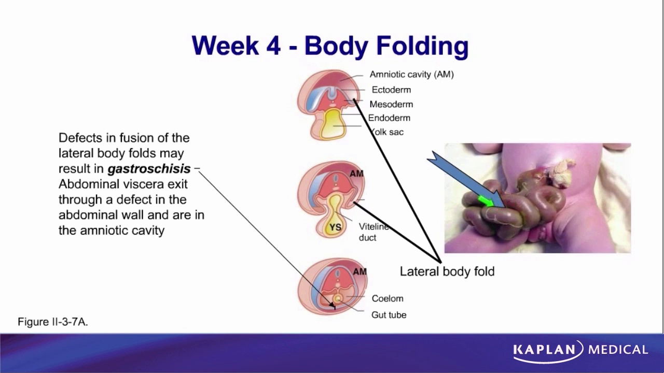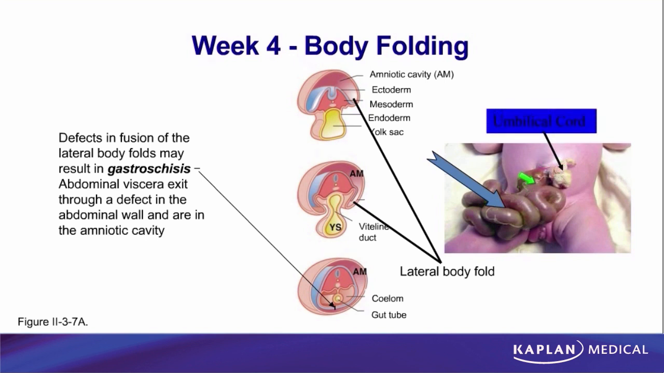Okay? There's going to be another defect in which there'll be loops of bowel outside the body. We'll talk about that when we get to the development of the GI tract. That's going to be called omphalocele. It's an entirely different defect with an entirely different cause. The only thing they have in common is that they both have loops of bowel outside the abdomen. But gastroschisis is really a body wall defect, not a GI tract defect. And when you have gastroschisis, the loops of bowel are outside of the belly and outside the umbilical cord. Here's the umbilical cord right here. Okay? And this is outside the umbilical cord.